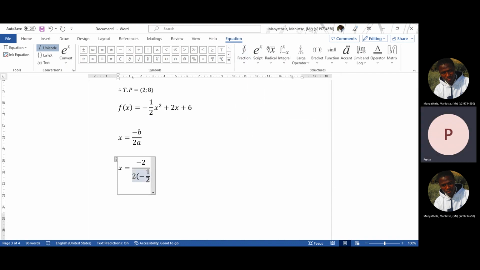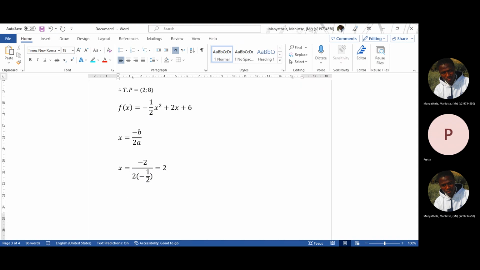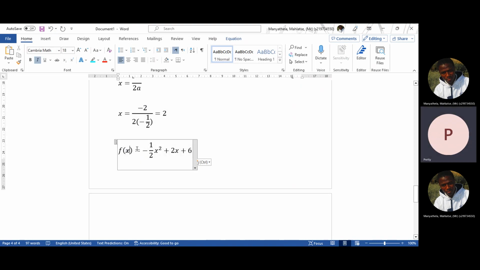Put that on your calculator. It gives 2 again, so the x value is 2. Okay, fine, let's go to the y value. In the y value we replace x with 2, since the axis of symmetry is 2. So let's replace by 2, minus 1 over 2 times 2 squared plus 2 times 2 plus 6.